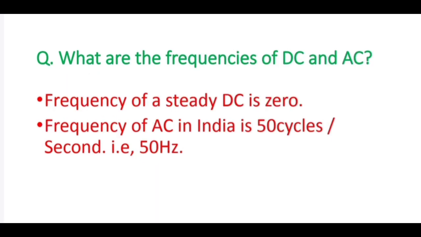What are the frequencies of DC and AC? You know, DC is direct current, AC is alternating current. We know DC does not change its direction, whereas AC is changing its direction. So the frequency of a steady DC is 0, whereas the frequency of AC in India is 50 cycles per second, so we call it 50 Hertz.